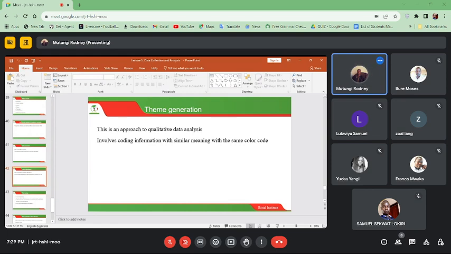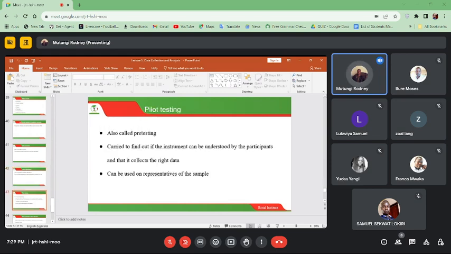whereby you group the data that you have collected into those themes. But of course, each theme should have data that is similar. Okay, so that you can analyze it better.